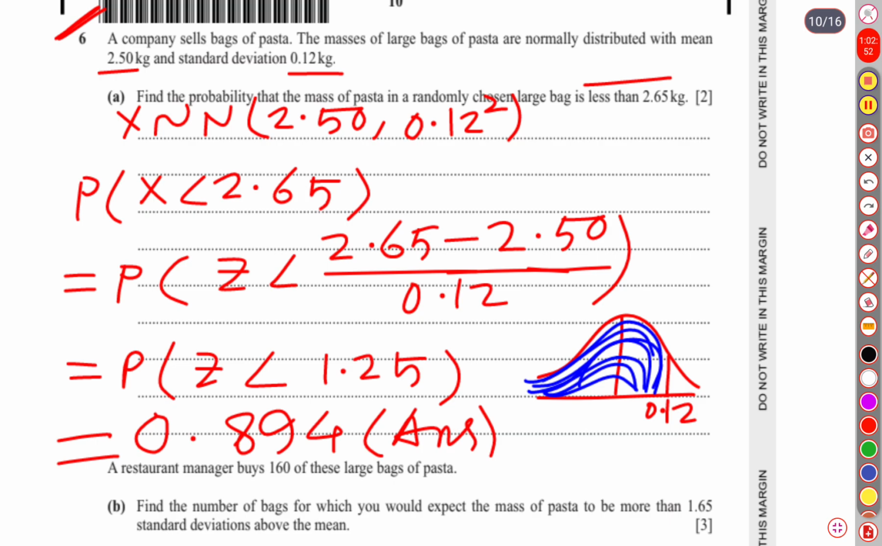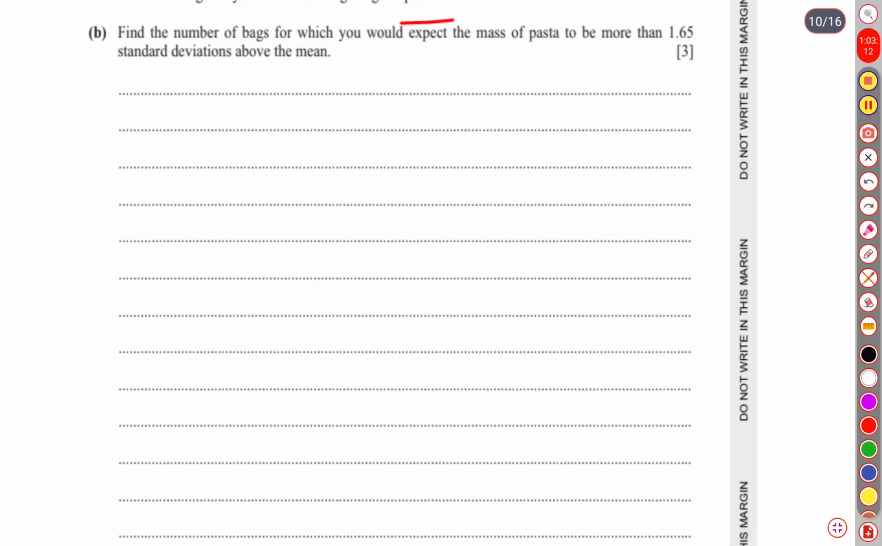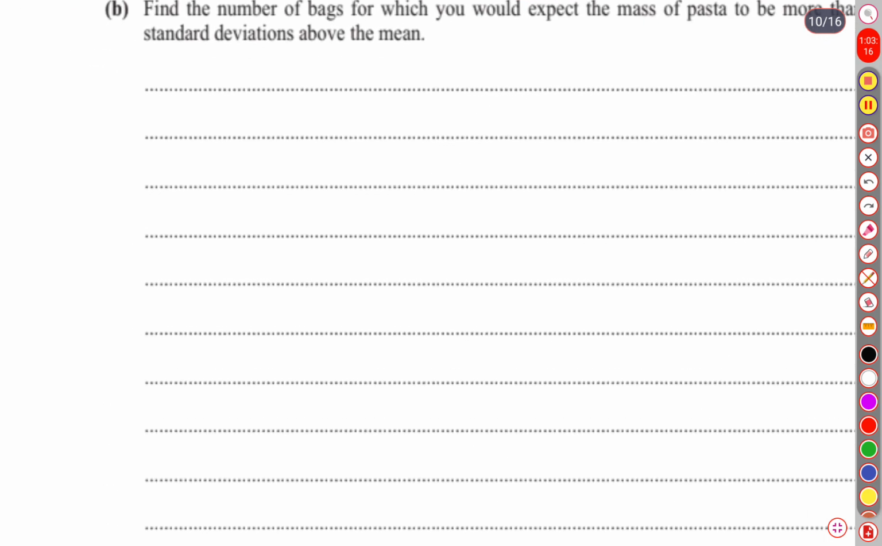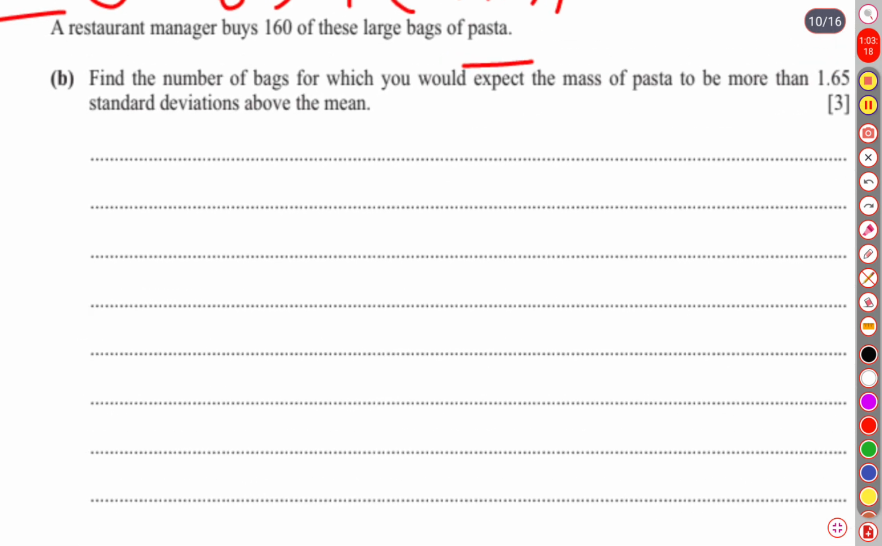So the immediate next question says a restaurant manager buys 160 of these large bags of pasta. Find the number of bags for which you would expect the mass of pasta to be more than 1.65 standard deviations above the mean. Again, expected value. Yes, there is a twist over here. So let us start the solution. Expected value, that's why we'll have to find the probability first.